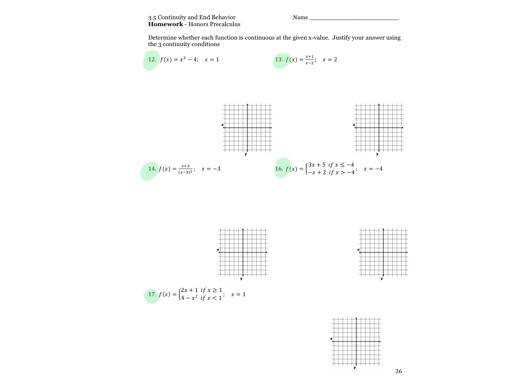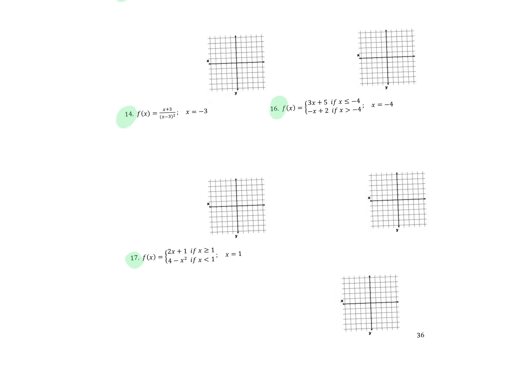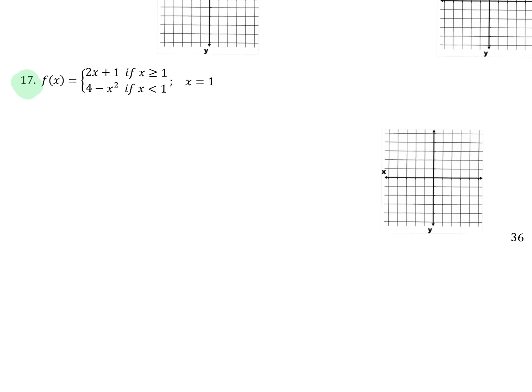Let's try these 5 problems. Ooh, let's do the bottom one together. Should we do the bottom one together? Let's do it. Let's do 17 together. Let's not even do the graph.